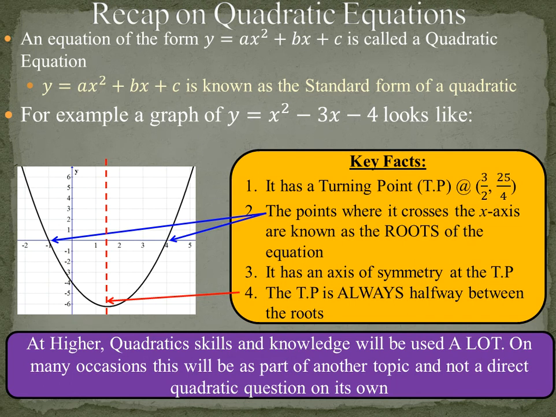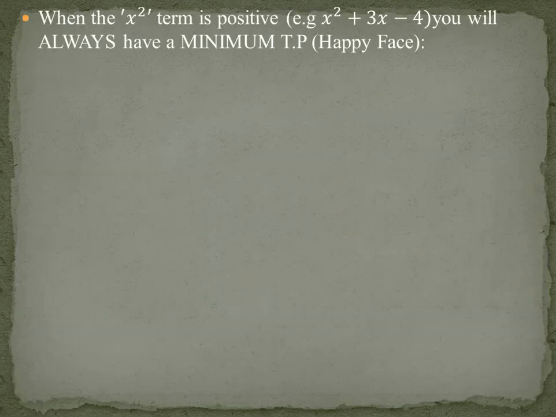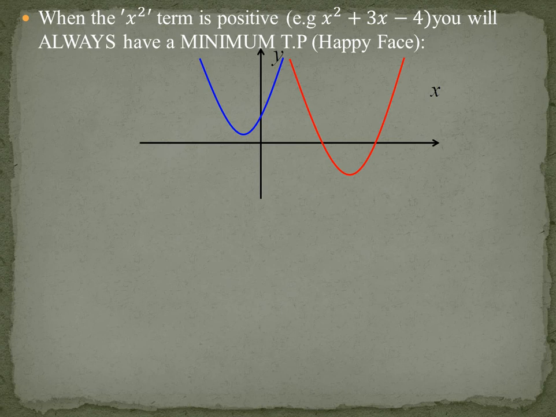And remember, on many occasions, a quadratic question will be part of something else. So it won't be just a quadratic question on its own. So you've got to know when to apply the quadratic knowledge and how to use it successfully. So when the x squared term is positive within any quadratic, you will always have a minimum turning point. I refer to that very simply as the happy face, as in the example below.